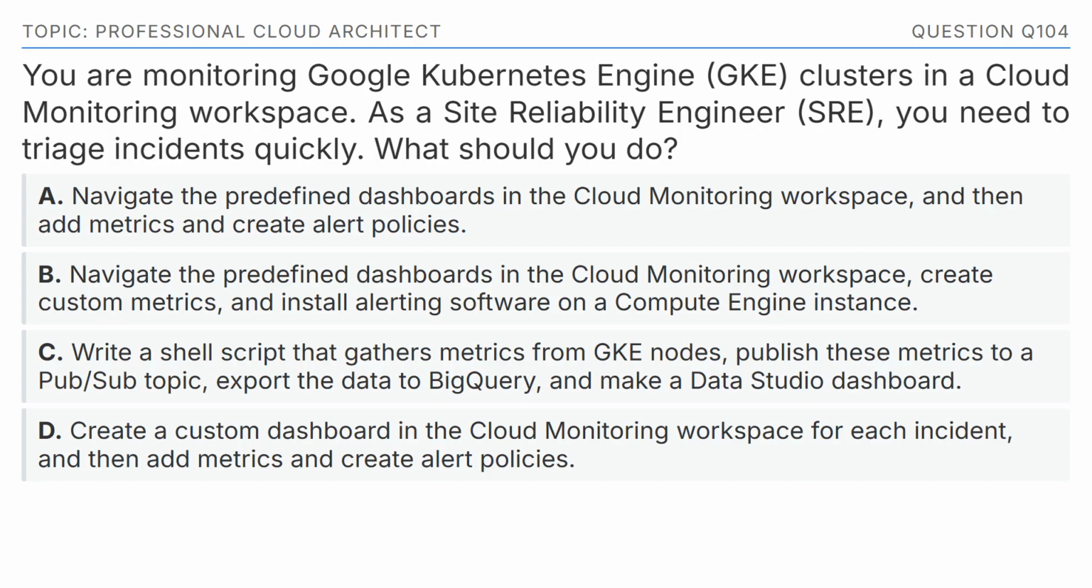Option B, navigate the predefined dashboards in the cloud monitoring workspace, create custom metrics, and install alerting software on a Compute Engine instance. Option C, write a shell script that gathers metrics from GKE nodes, publish these metrics to a pub/sub topic, export the data to BigQuery, and make a Data Studio dashboard. Option D, create a custom dashboard in the cloud monitoring workspace for each incident, and then add metrics and create alert policies.